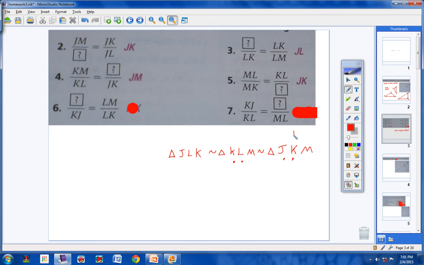So this is my first triangle. This is my second triangle. Here we go. KJ over KL equals blank over ML. That's MK or KM. There it is. Alright. Let's go over it again. KJ over KL equals MK over ML.